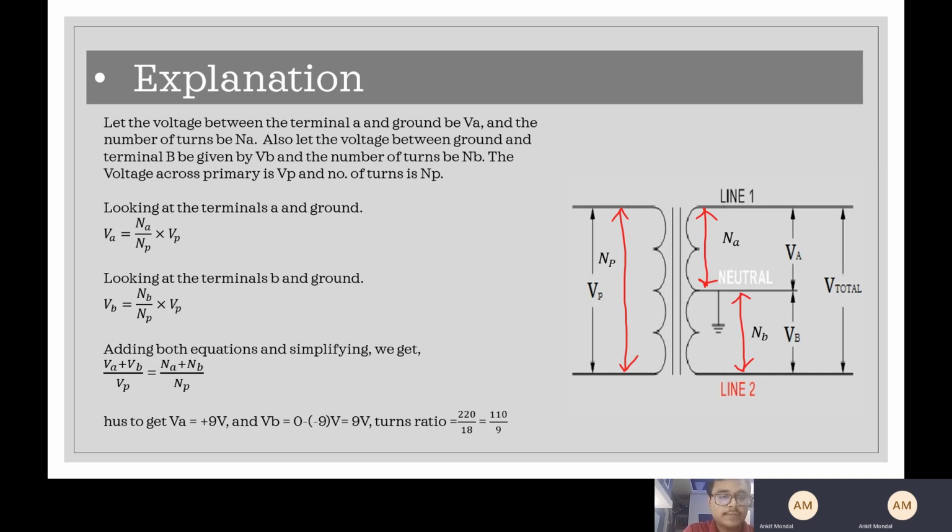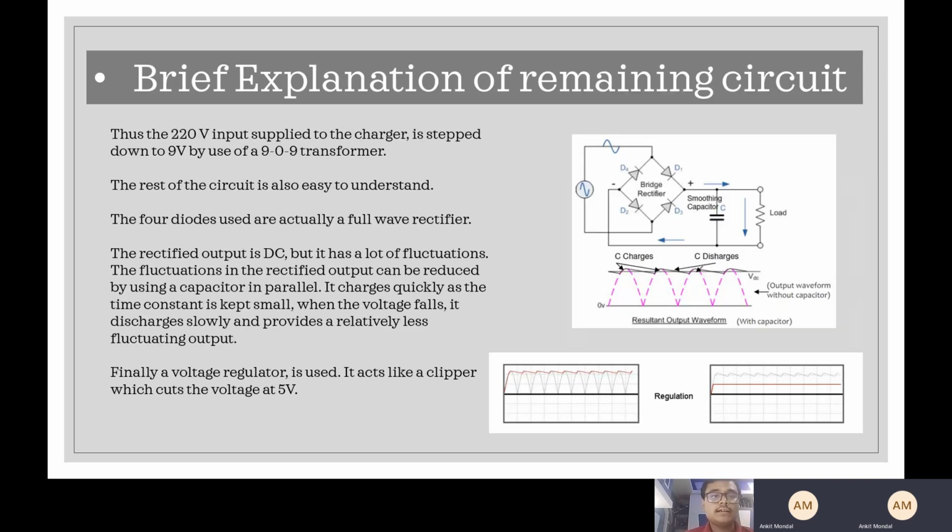Now, since we are looking at this application, let's also look at how the rest of the circuit works. The 9 volt AC signal is now fed to a rectifier circuit, which converts this into a time varying DC signal. Then a capacitor is used, which smoothens out the signal to form this wavy kind of waveform, which is almost constant, but not exactly constant. In order to make it exactly constant, we use a voltage clipper, which clips the voltage at a lower level like this. And thus we get a voltage output of 5 volt.